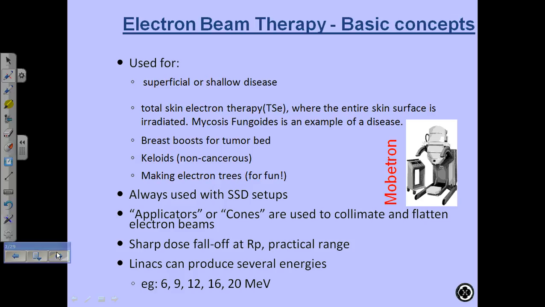Electron beam therapy, basic concepts. So electron beam therapy is used for superficial or shallow disease. Total electron skin therapy, where the entire surface is irradiated. One example of a disease that you would treat with total electron is mycosis fungoides. This starts in the lymphatic channels.